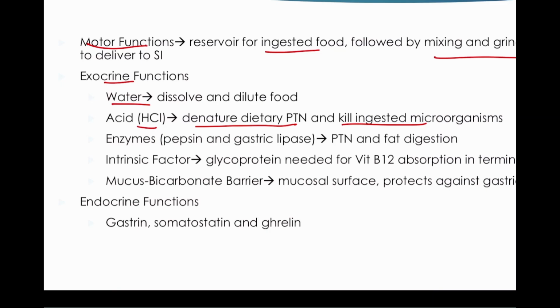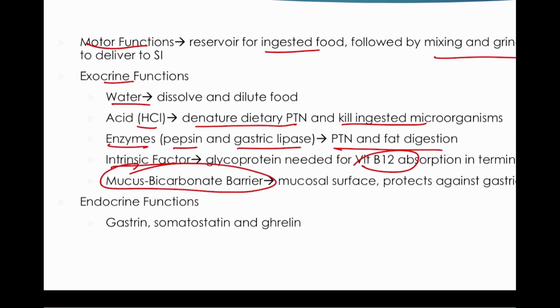We have enzymes that get dumped into there, pepsin and gastric lipase. They're for protein and fat digestion. Here's our intrinsic factor for B12 absorption. And our final thing, which is very important, the mucus bicarbonate barrier. This prevents the stomach from eating itself.